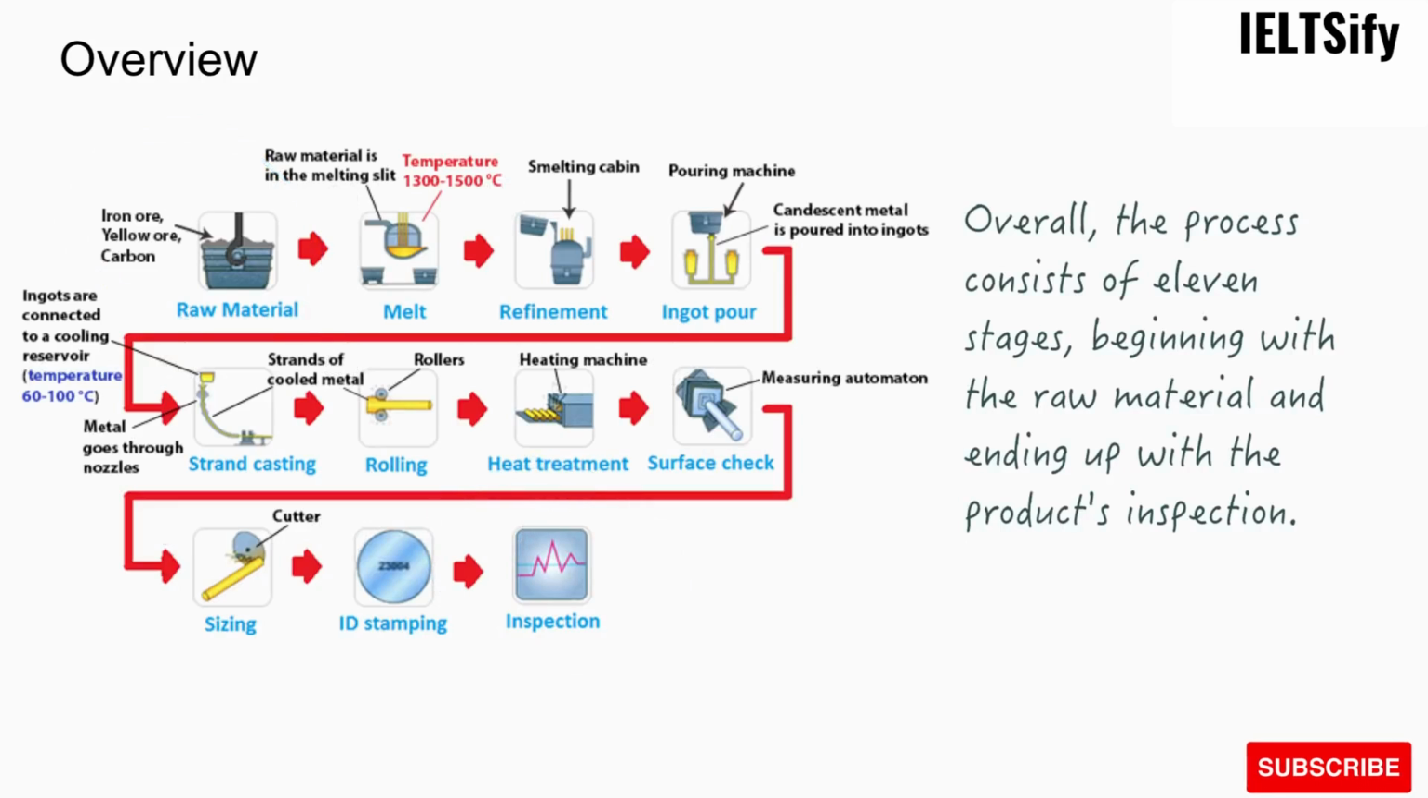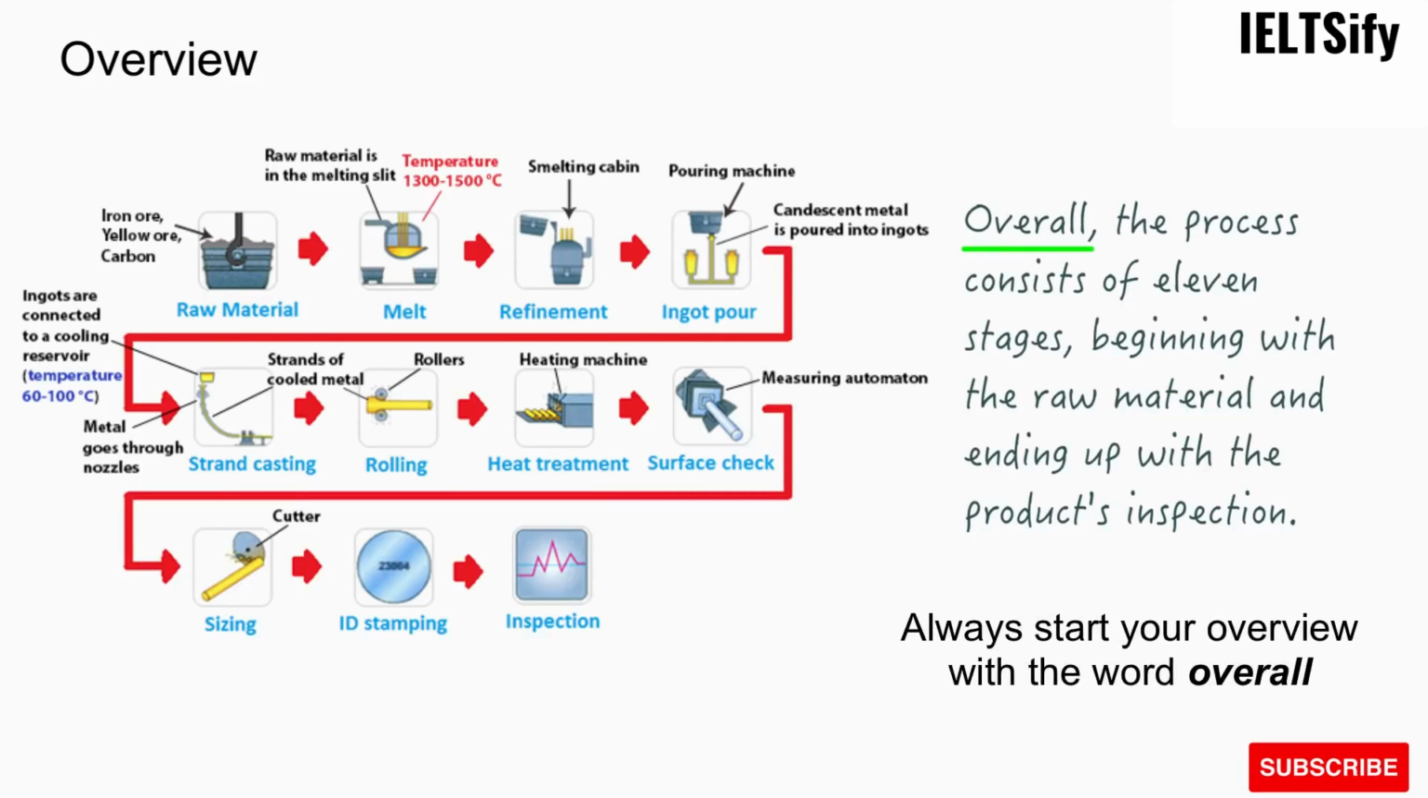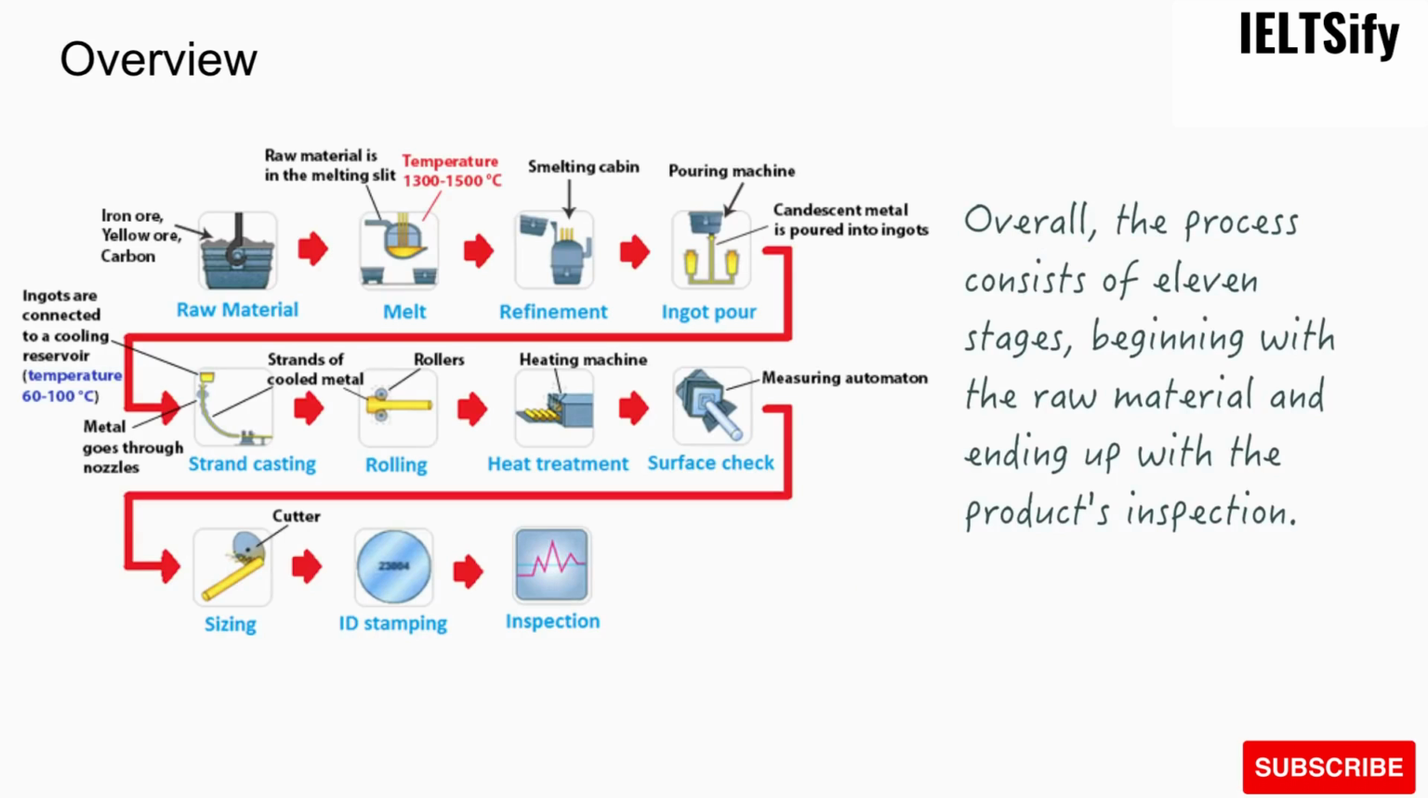As you see, the diagram's overview is quite short, only one sentence, and your overview should not be long too. One or two sentences is ideal. My first word for the overview is overall. Always start your overview with the word overall. It indicates to the examiner that you are going to describe general trends. Then, I gave the number of stages.